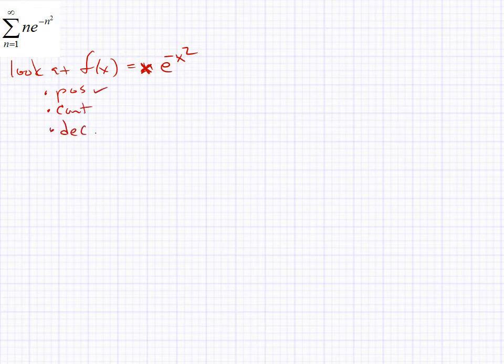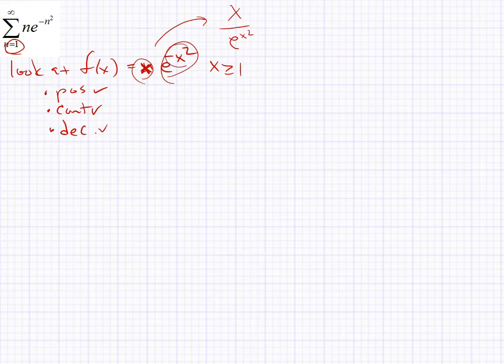I would say sure, it's positive because we're working with x greater than or equal to 1, because of the series. Is it continuous? Yes, because both of these functions are continuous. And is it decreasing? I would say yes, because really you could think of this as x over e to the x squared, because the negative exponent, we could bring this down. And the denominator is certainly going to grow much faster than the numerator, which means this thing's going to go down to 0. So sure, it's decreasing. So for all those things, I'm going to use the integral test.